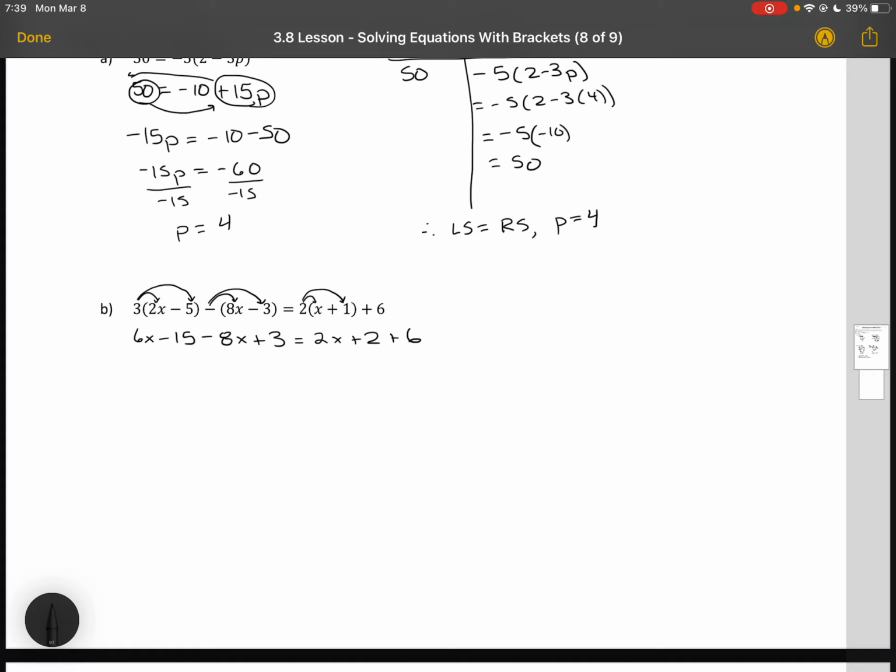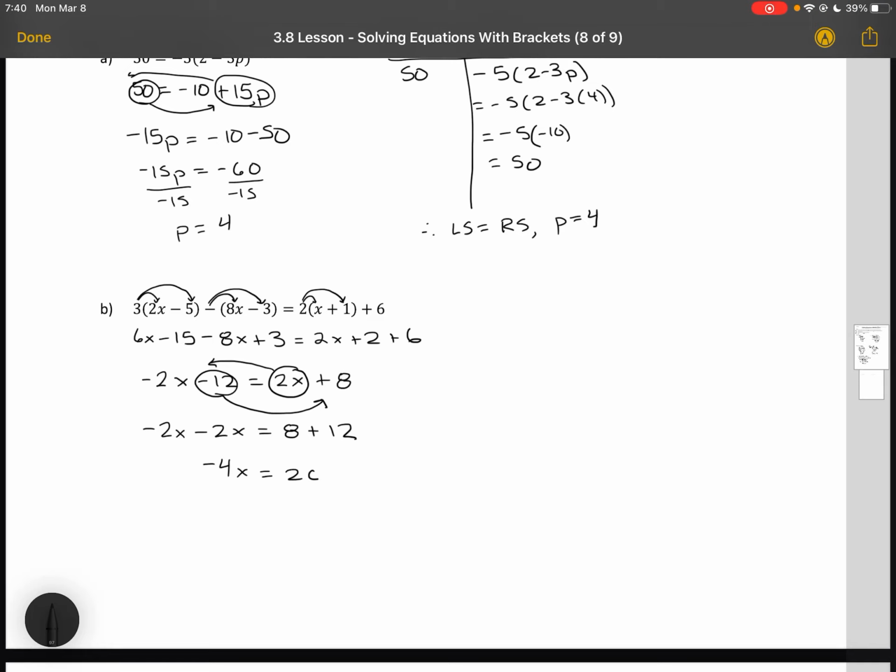Now I'm going to collect my like terms and then move my variables to one side and the numbers to the other. So on the left-hand side, I've got minus 2x minus 12. On the right-hand side, I've got 2x plus 8. Now I'm going to take my 2x, move it over to the left side, and move my minus 12 over to the right-hand side so that all my variables are on one side and all of my numbers are on the other.